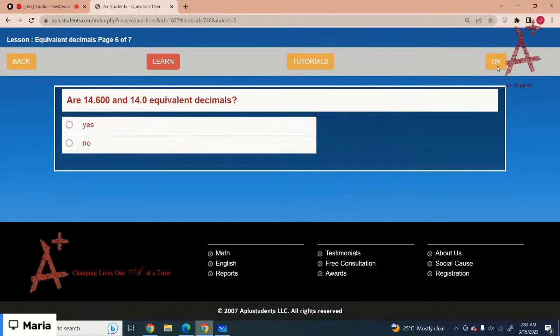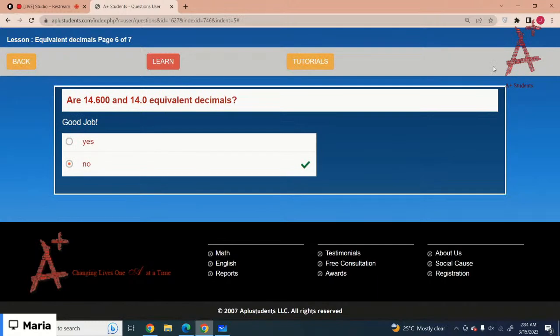Are 14.600 and 14.0 equivalent decimals? Yes or no? No, they are not equivalent. They have different digits. Got it? No, they are not. Here you have 14.6 and here you have 14.0. Digits must be the same, so they are not equivalent. Got it?